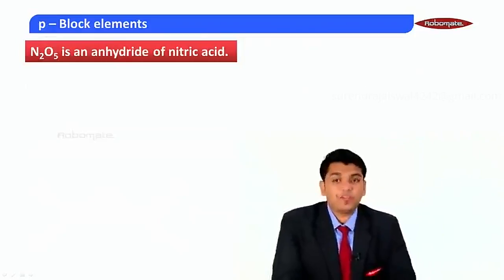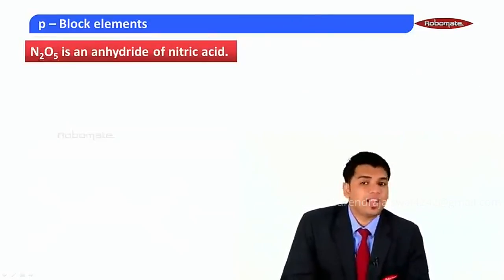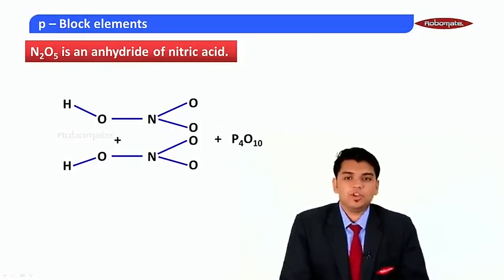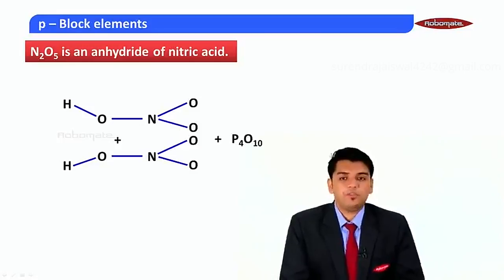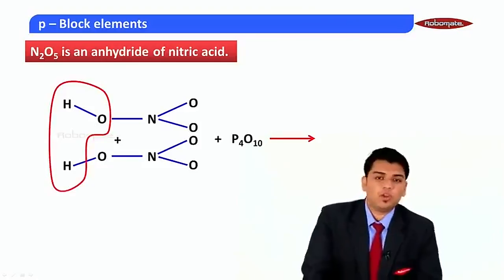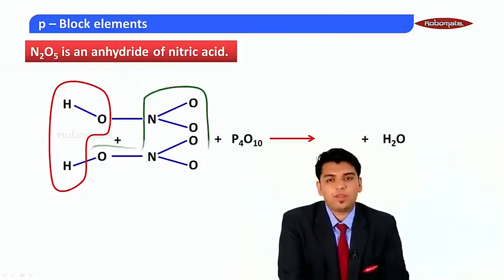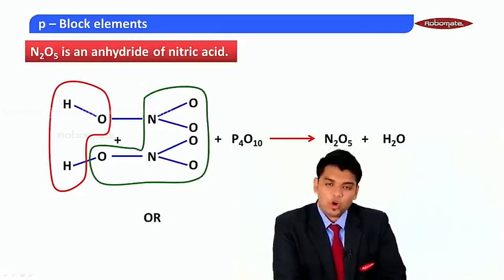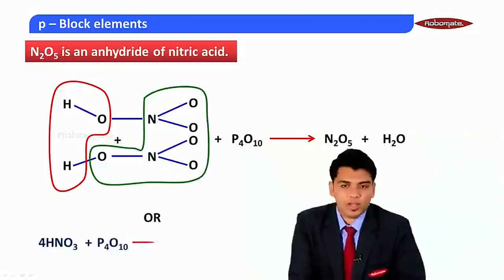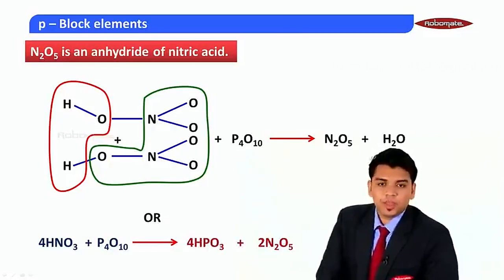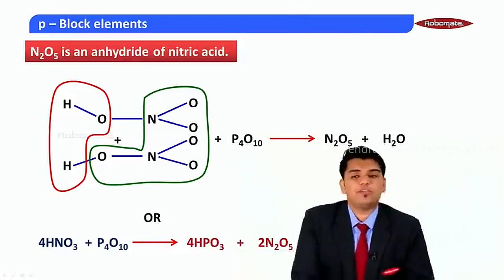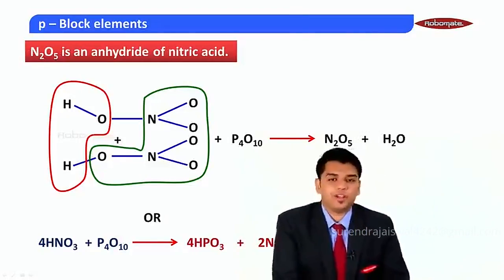Now N2O5 is also an anhydride of nitric acid, and here we have nitric acid. To that we add P4O10. Now P4O10 acts like a dehydrating agent. So it takes away one molecule of water, and whatever we are left with is N2O5. Or in other words, we can write it this way also. We have HNO3, to that we add P4O10. It results in the formation of HPO3 and N2O5. In either case, we call N2O5 the anhydride of nitric acid.